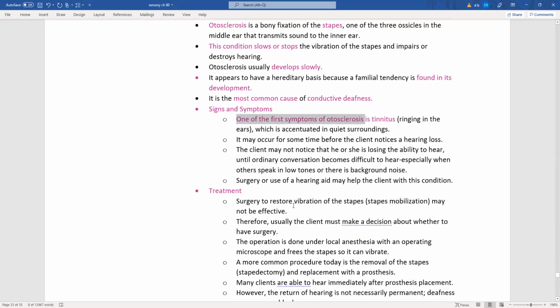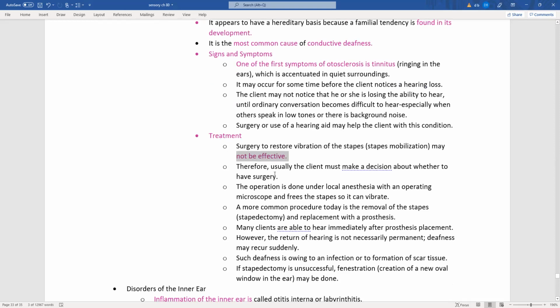Treatment: surgery to restore vibration of the stapes. Stapes mobilization may not be effective. Okay, stapes mobilization. So surgery to restore vibration of the stapes may not be effective. Because ear damage like this is permanent. There's really no fixing it. So therefore, usually the client must make a decision about whether to have surgery. That's when they think about getting a cochlear implant to try to help them hear.